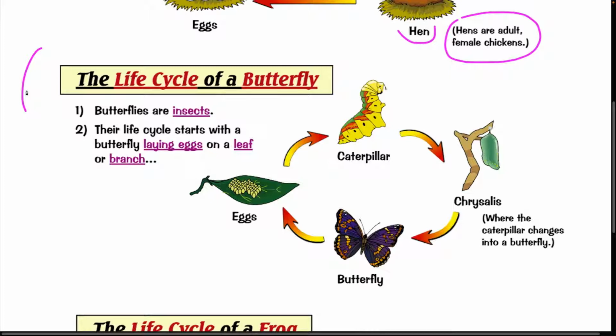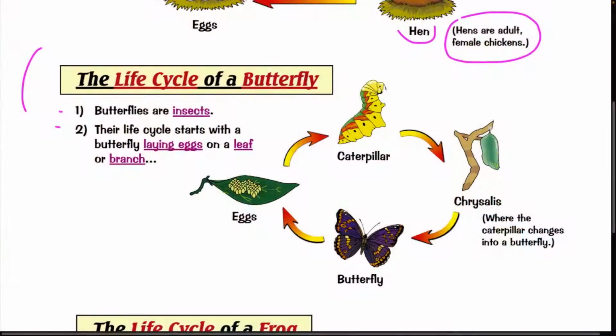So again, let's follow the same example. We have a number one and number two. Butterflies are insects. Of course, right? Of course. Butterflies, they are part of the insects. Yeah, this species, okay? Obvious, right? And then, number two, their life cycle starts with a butterfly laying eggs. O teacher já explicou o que é laying eggs on a leaf or branch. Okay, so on a leaf or branch.